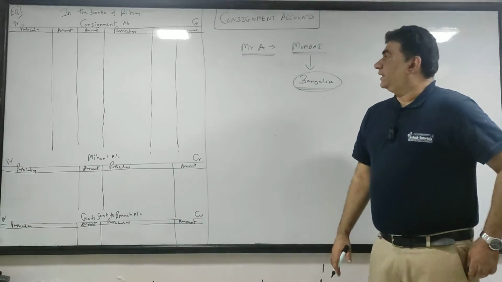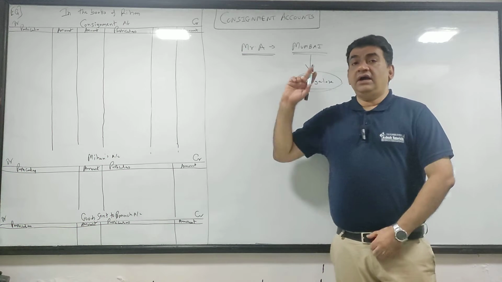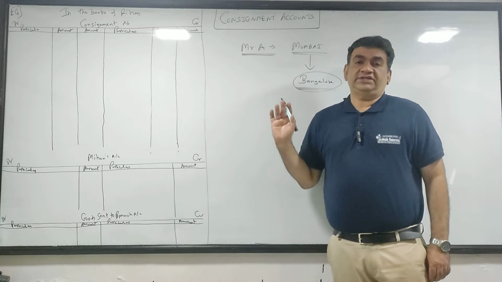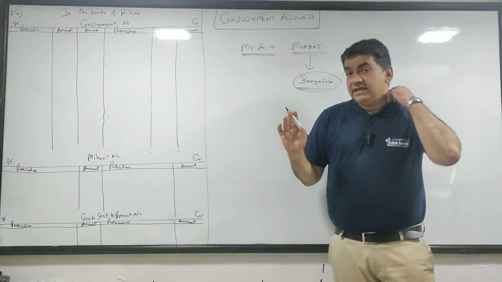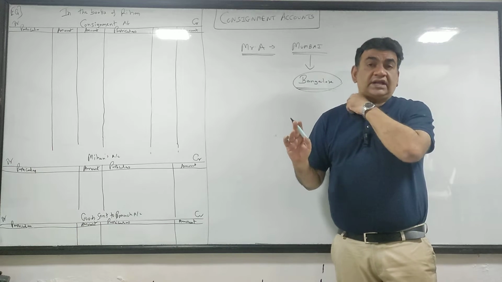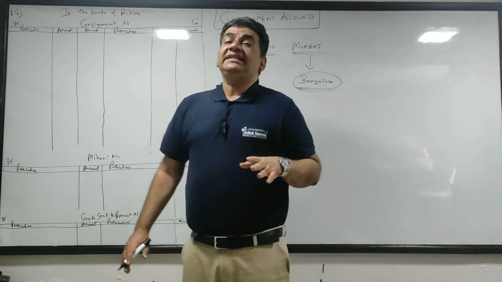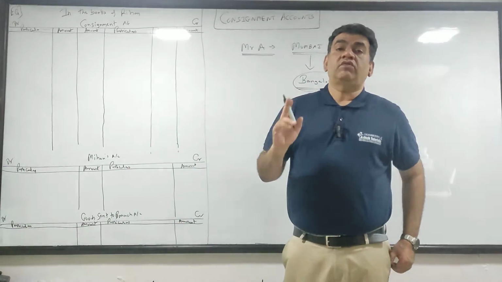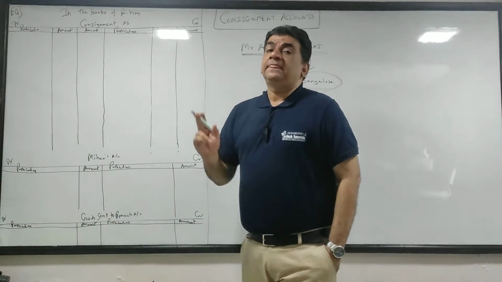Now, branch में क्या था? You opened a branch in Bangalore and you conduct your operations. कंसाइनमेंट में भी हमारा टारगेट है बैंगलोर को कैप्चर करना, but we don't want to take the headache of opening a branch. So what?